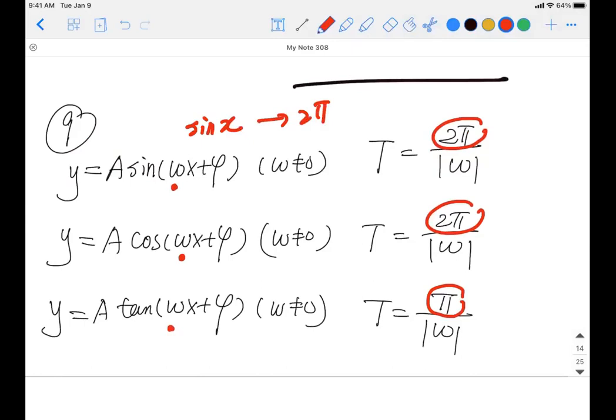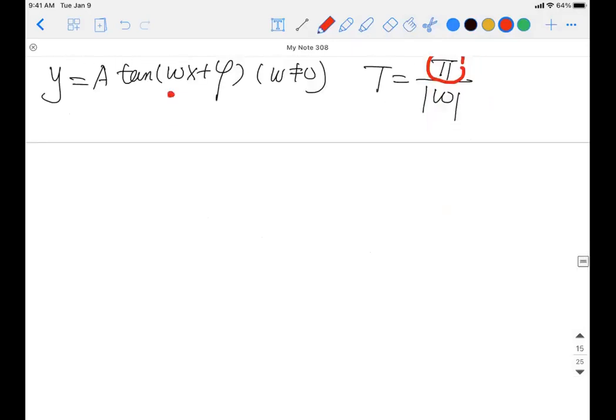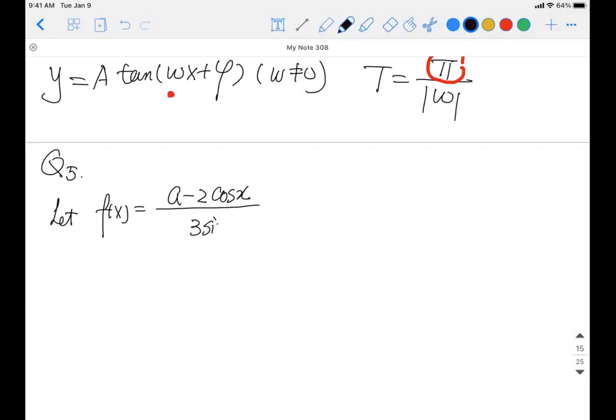Okay, perfect. If all good, let's go for some other problems, right? Let's go for one problem, basically using the definition of all those sine, cosine, and so on and so forth. Let's go for such a question. Q5. We let f(x) equal (a minus 2 cosine x) over (3 sine x).